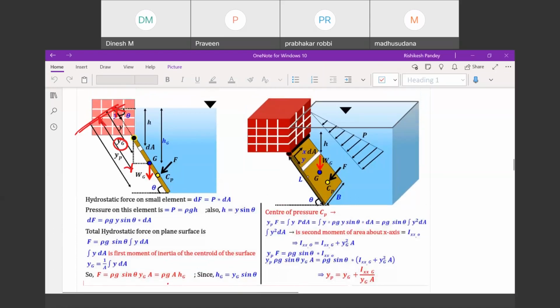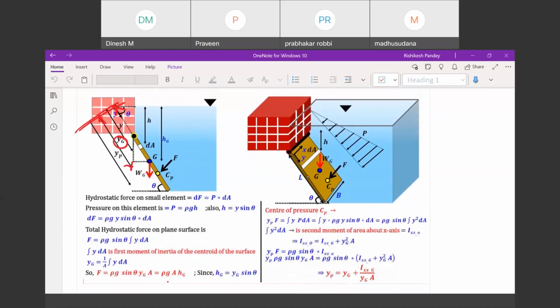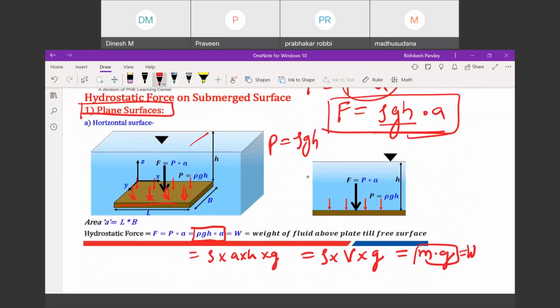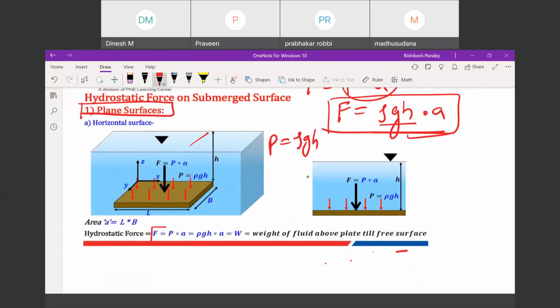So in the last lecture, we studied the hydrostatic force on an inclined plate. Before this, we studied the hydrostatic force on a horizontal plate. For a horizontal plate, it was simply this formula: hydrostatic force is pressure multiplied by area, or rho g h A, or the weight of the fluid above the plate till the free surface. Weight of this fluid. So this is the case when it is a horizontal plate.